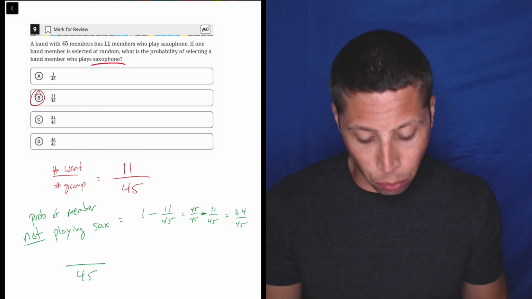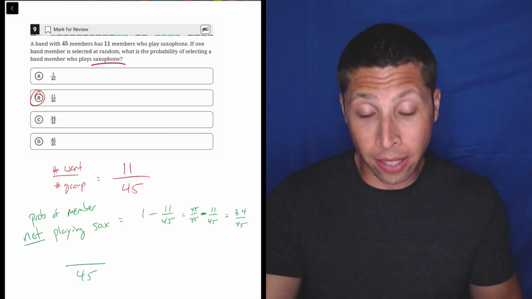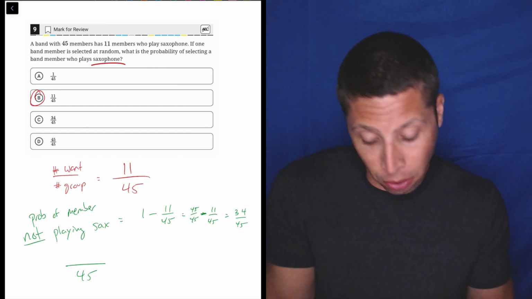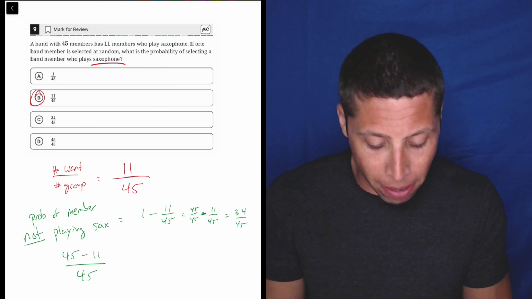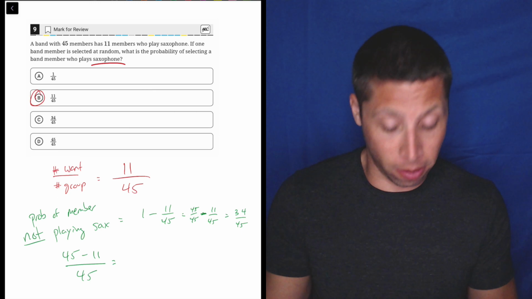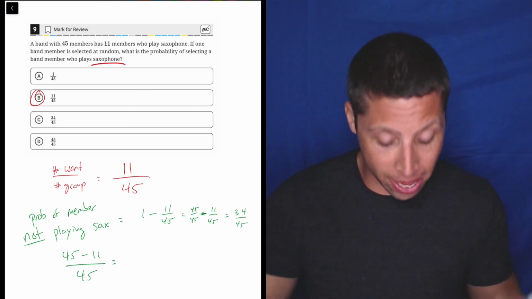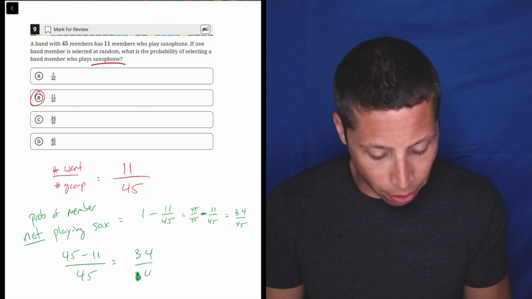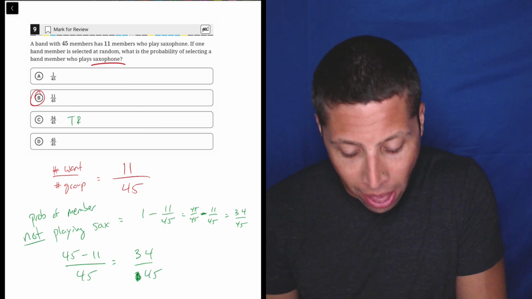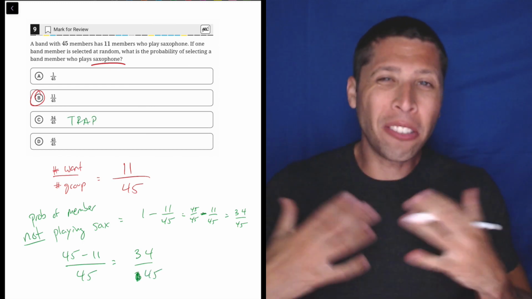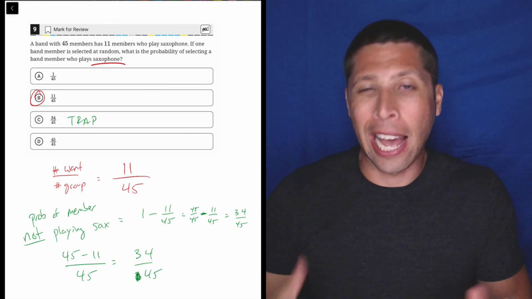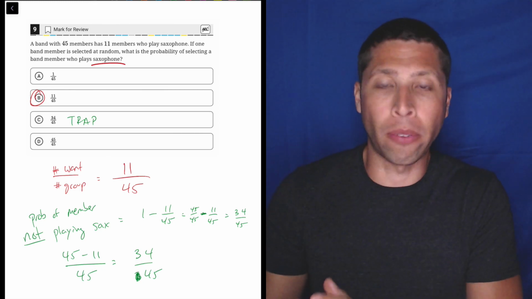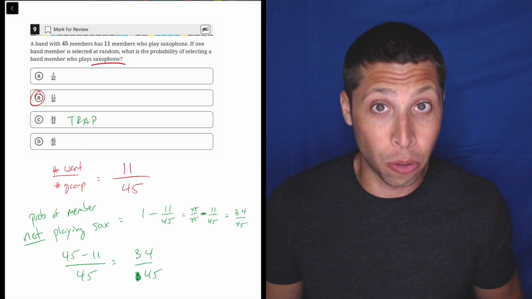Or we could have just from the start said, okay, well, the number in the group isn't changing. That's still 45. But the number that we want is the people who don't play the saxophone, which is 45 minus 11. So we could have done that part on the top separately or in our heads. And either way, we're still getting the same thing, 34 out of 45. And notice, that's an answer. So in this case, there really isn't a trap. I'm calling it that, but the question is straightforward. It wants exactly what you'd expect it to want.